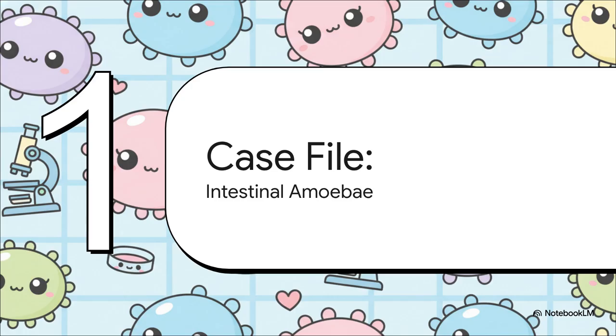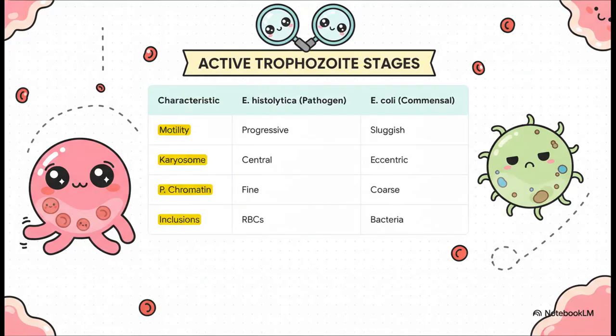We're going after the gut invaders. So here we go, a side-by-side comparison of the trophozoites. See, the pathogenic E. histolytica moves with purpose, while E. coli is kind of sluggish, just meandering around. But the real giveaway? It's what's on the menu. E. histolytica is a predator. It's feasting on red blood cells because it's actively invading the intestinal wall. The harmless one, E. coli, is happy just munching on bacteria.